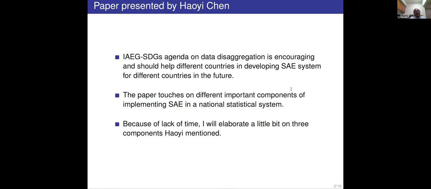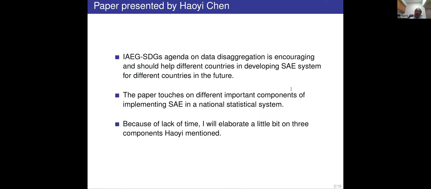Now, one component she mentioned is the communication, and that is very, very important. So the national statistical systems generally use household surveys to produce all their estimates, the survey-weighted estimates, usually at the national level or some big area level. So why suddenly do we have to switch the methodology? And that has to be communicated very clearly.